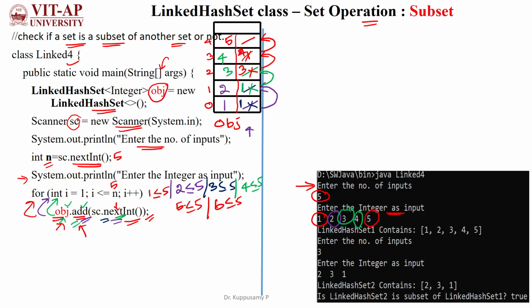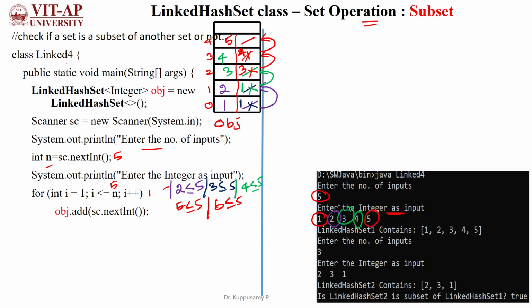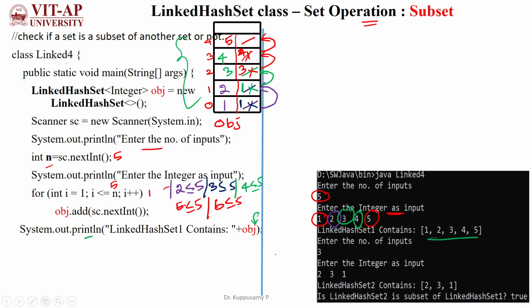The next statement is the display statement. Whatever content is available in obj is displayed. So obj has 5 elements, 1 2 3 4 5, which are displayed here.